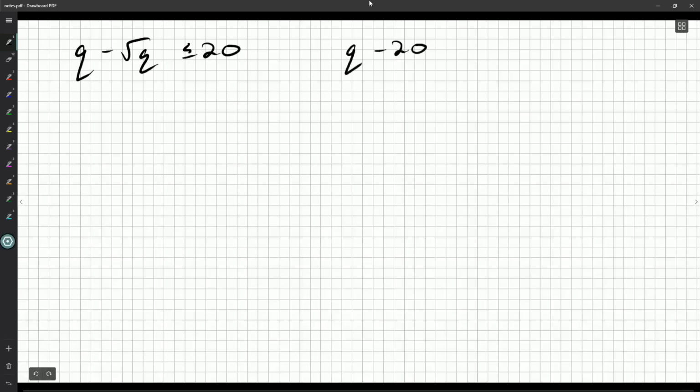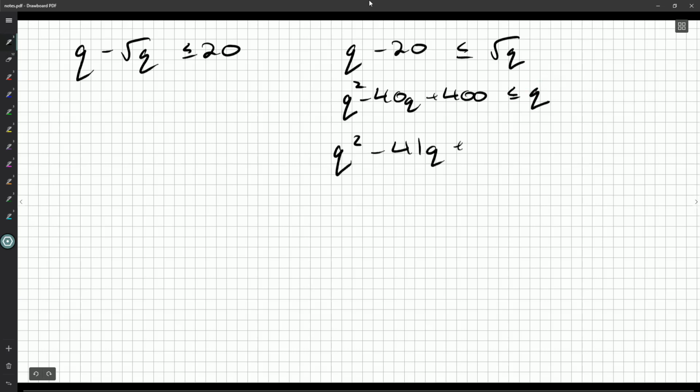And I think we can get a similar parabola with this 20, and this one would have to be below or equal to the x-axis, I think. So I can move the q minus 20 over to this side and bring the root q over here and square both sides. So we'll get q squared minus 40q plus 400 has to be less than or equal to q. And then I can bring the q over to the other side. So q squared minus 41q plus 400 must be less than or equal to 0.